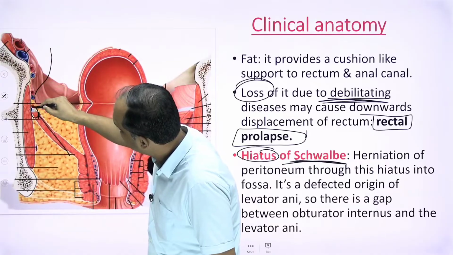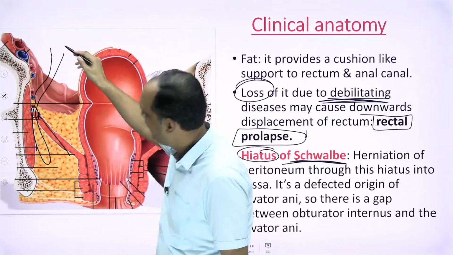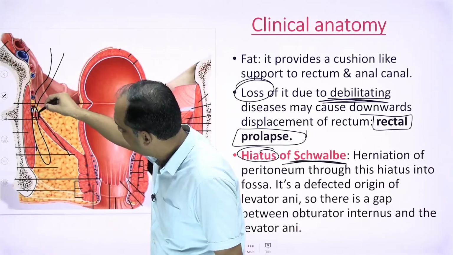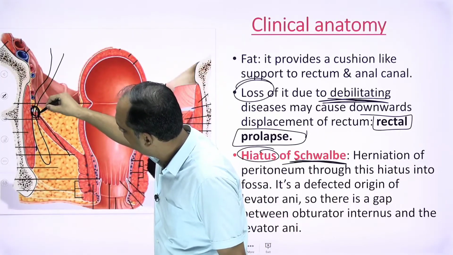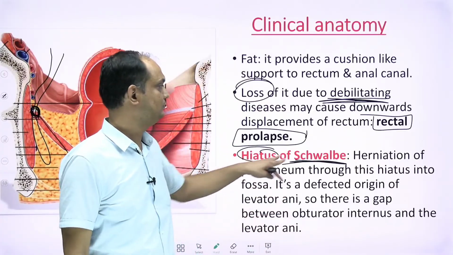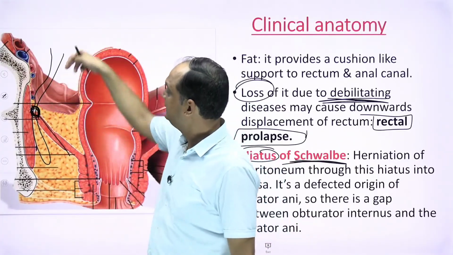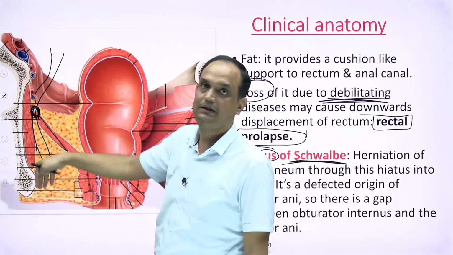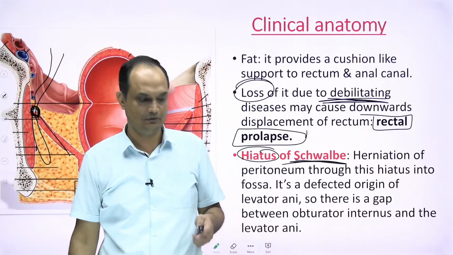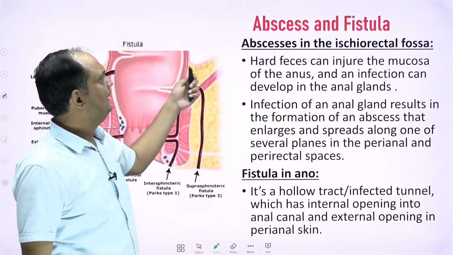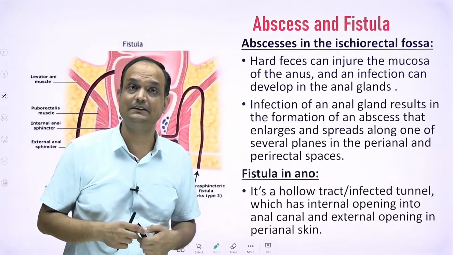The peritoneum will herniate through this gap into the ischioanal fossa. So this hiatus, which is present here due to the abnormal origin of your levator, is known as the hiatus of Schwalbe, and through this hiatus sometimes the intestinal loops and the peritoneum herniate into this fatty area, and that is known as internal hernia of the ischioanal fossa. Apart from that, you have the abscess in this area.